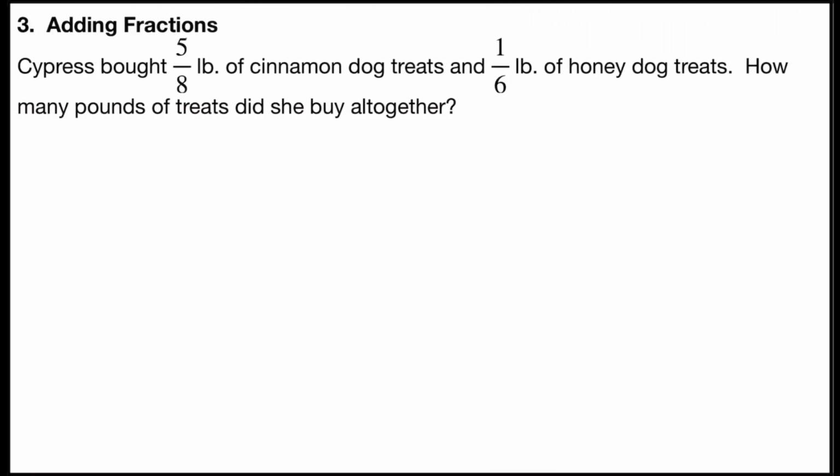Problem number 3 is adding fractions. It says Cypress bought 5/8 pounds of cinnamon dog treats and 1/6 pound of honey dog treats. How many pounds of treats did she buy altogether? Altogether indicates addition, so I'm going to add 5/8 plus 1/6.